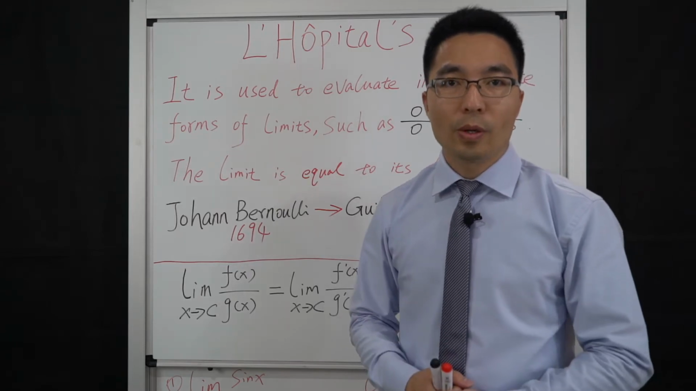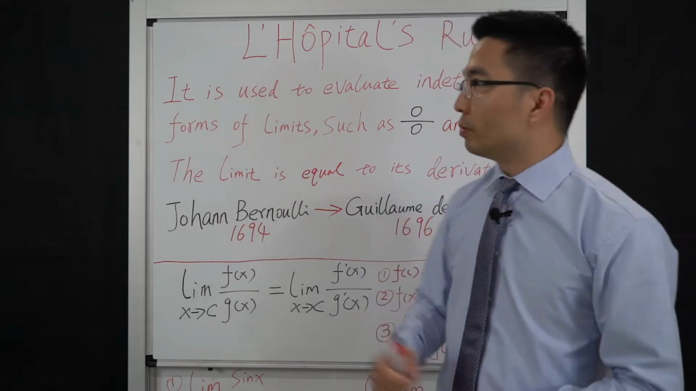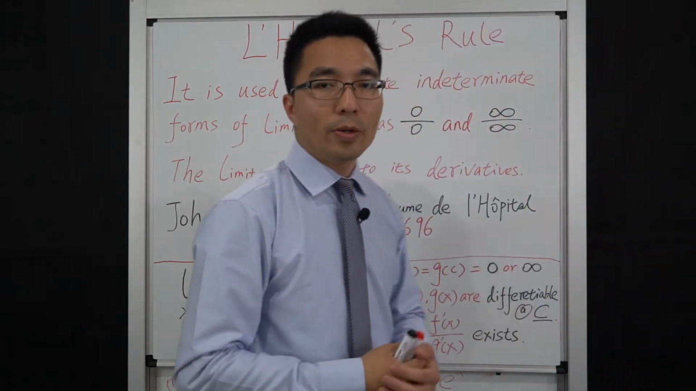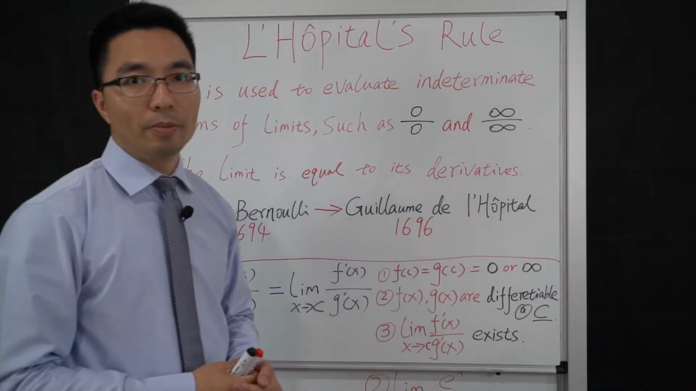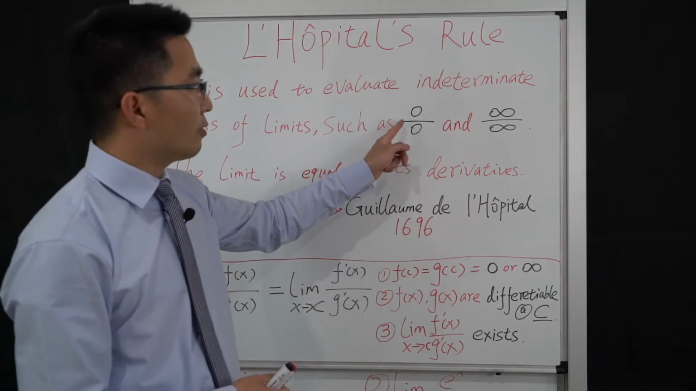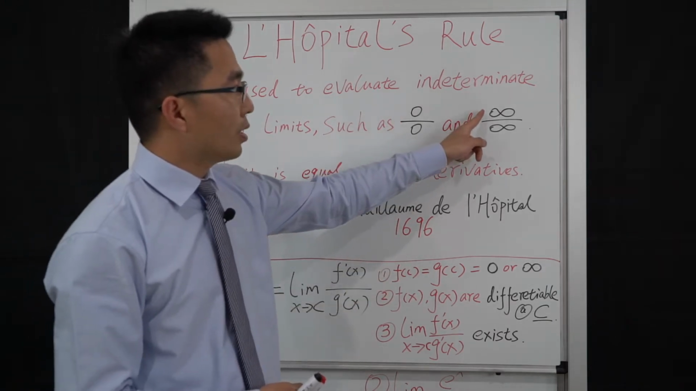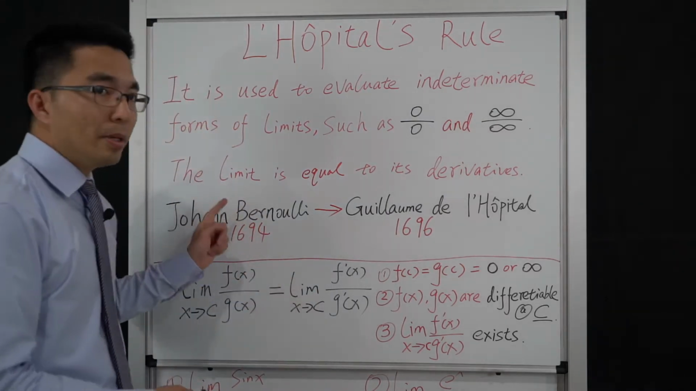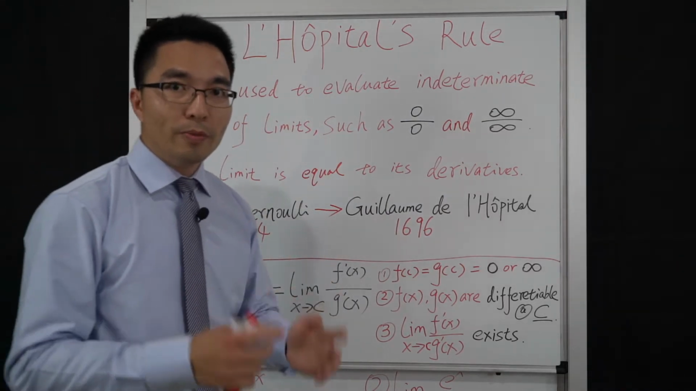In this video, I will be introducing you to L'Hopital's rule. Usually, we use this rule to evaluate indeterminate forms of limits, such as 0 divided by 0 or infinity divided by infinity forms. The limit is equal to the limit of its derivatives.